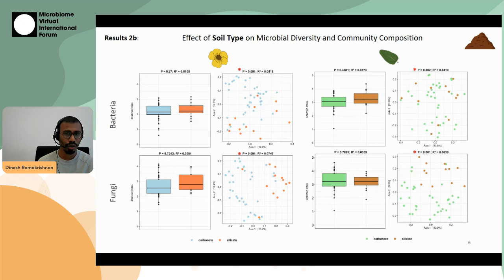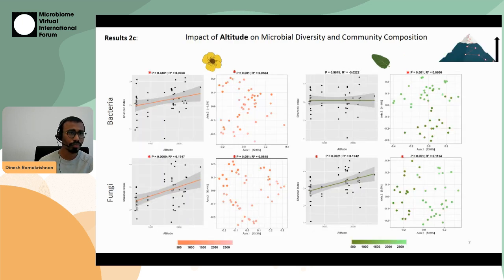Moving into our soil type, interestingly, we were not able to see any diversity difference between carbonate and silicate soils, but there is an influence on the community composition between these two soil types. This influence may be because of soil physiochemical properties. For instance, these two soil types may have contrasting phosphorus availability. This could affect the microbial community assembly directly or through plant-mediated processes.